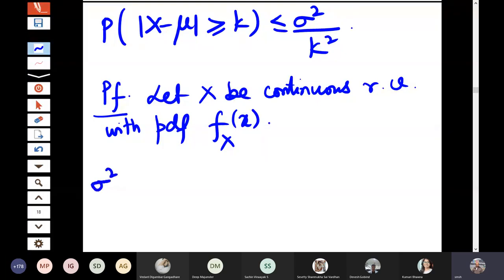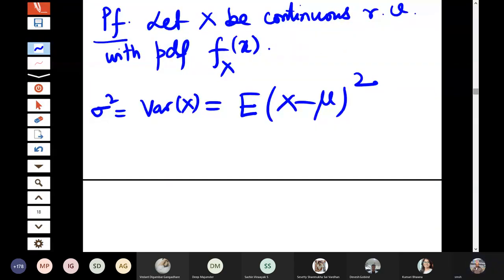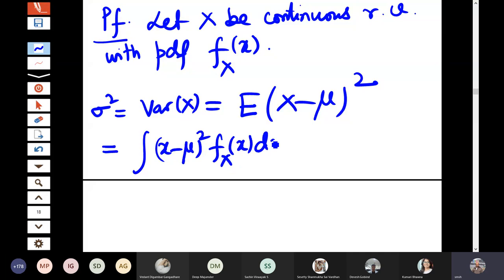So let us write down sigma square. So sigma square is what? Variance of x. What is the definition of the variance? It is expectation of x minus mean square. So if I am dealing with the continuous case, then it can be written as integral of x minus mu square into f x dx, integral from minus infinity to plus infinity. Any distribution we are putting as minus infinity to plus infinity.